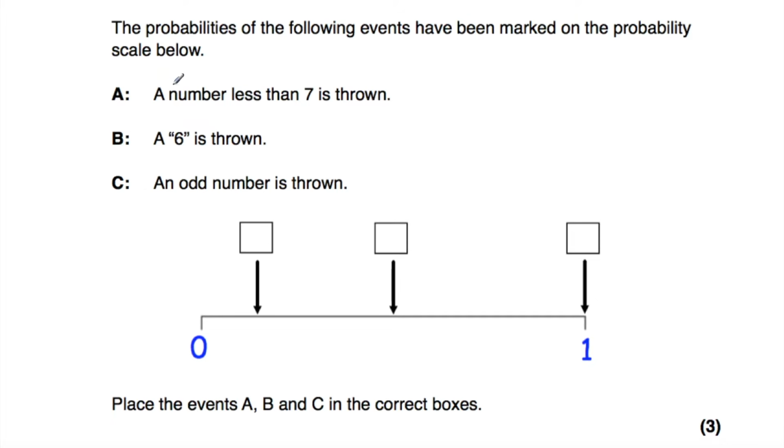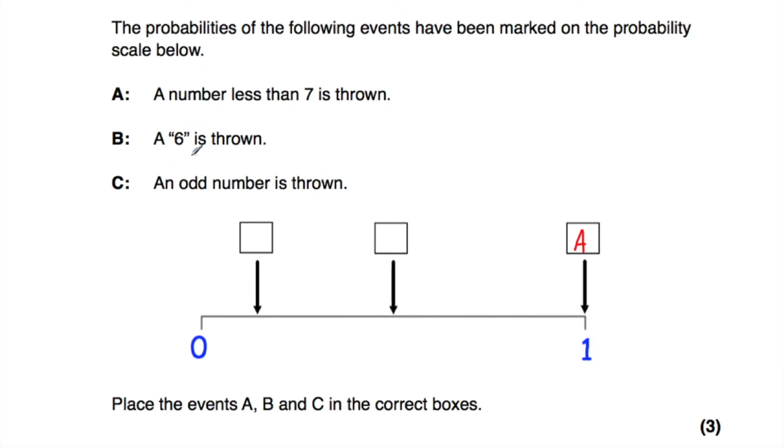Okay, so let's have a look at the event. Event A is a number less than 7 is thrown. Well, it's an ordinary 6-sided dice, so when you roll a 6-sided dice, you're always going to get a number less than 7. So that has to happen. So A is going to be certain, so it's going to go there because that's going to be a probability of 1. If something's got a probability of 1, it's certain to happen.